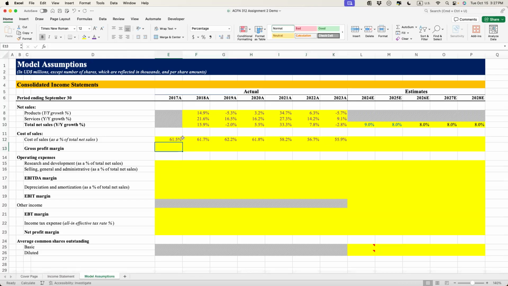So what does 61.5% mean? Basically, that means once the company generates the sales, 61.5% of sales goes into the cost of sales. It's going to cost you this much to make that sales. Okay.